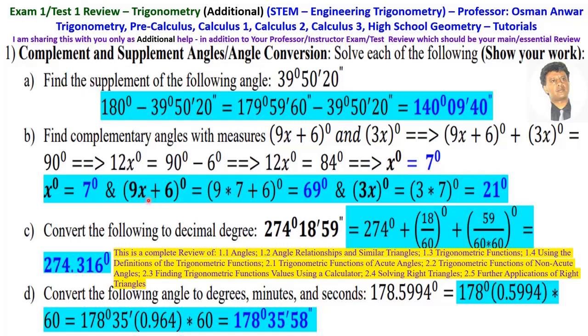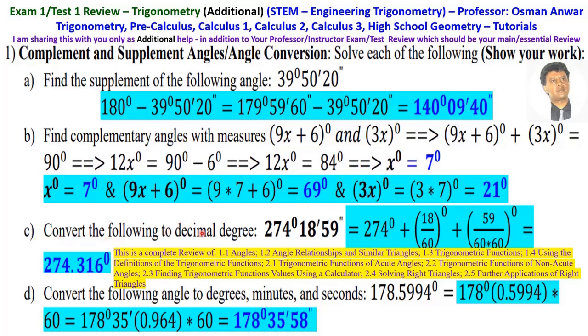That means the 9x plus 6 is equal to 9 times 7 plus 6, which is 69 degree. The 3x is 3 times 7, which is 21 degree. 69 degree plus 21 degree is equal to 90 degree.